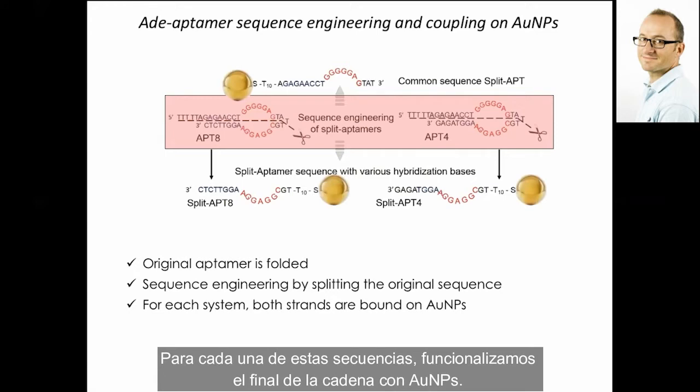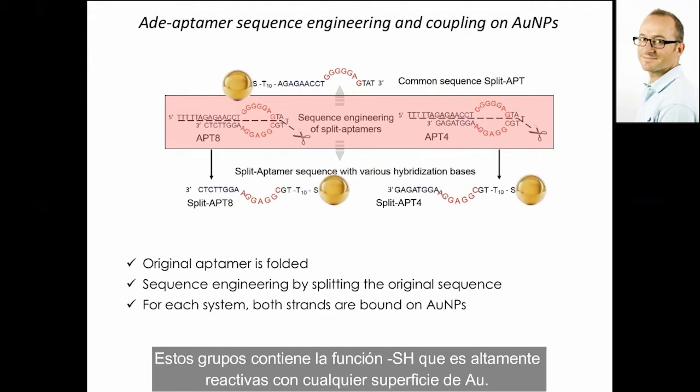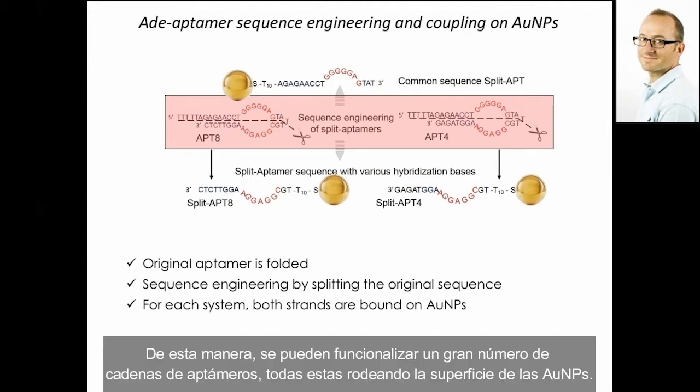For each of the sequences, we functionalize the end of the strand with a gold nanoparticle. So you've seen the gold nanoparticle synthesis, and you may know that gold surfaces react with thiol compounds. Thiol compounds are organic molecules containing an SH functionality made of sulfur and hydrogen. These functionalities quickly react with any gold surface. So this way, we can graft a large number of different DNA strands all the way around the surface of the gold nanoparticle.